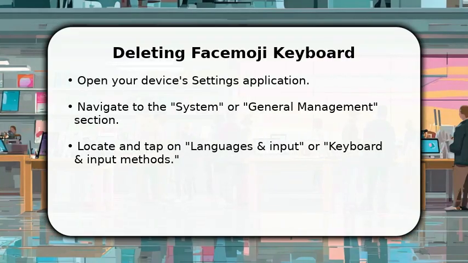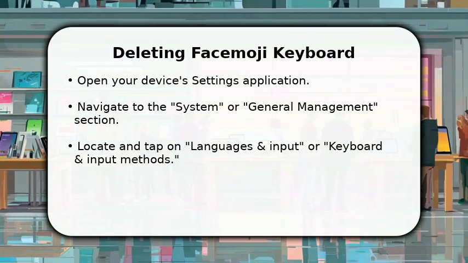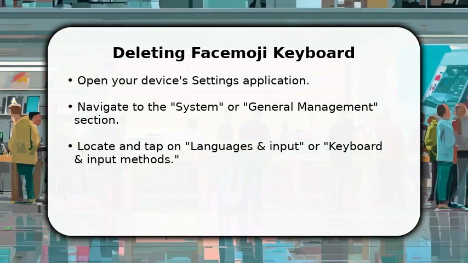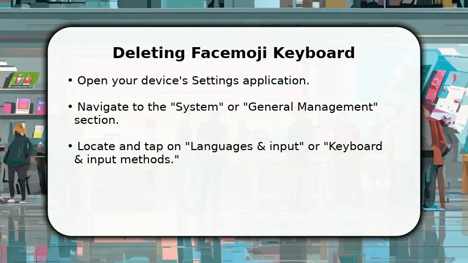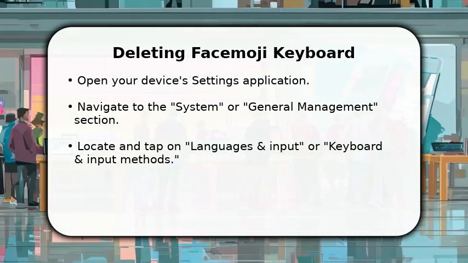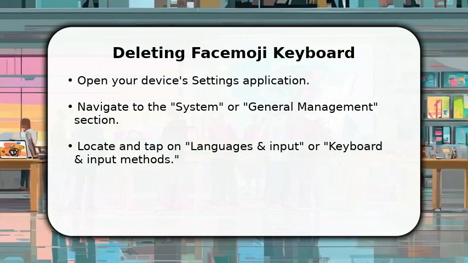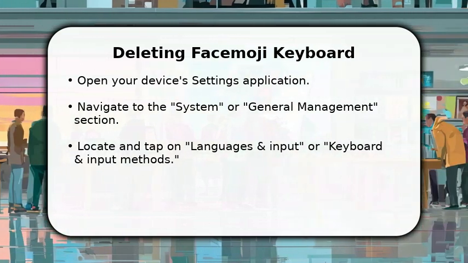Once inside, look for the System or General Management option, which typically manages device-wide settings. Then, tap on Languages and Input or Keyboard and Input methods to access your keyboard configurations. This initial step sets the stage for managing all your installed keyboards.